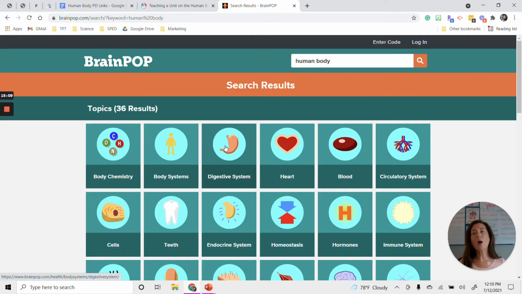BrainPop has videos that are about 5 minutes in length. And then there's usually different activities that go along with it. They always have some sort of a quiz, so you can use that to assess what the students have learned. But they're really building this up to include even more activities. A lot of times there'll also be graphic organizers, worksheets and all different things like that.